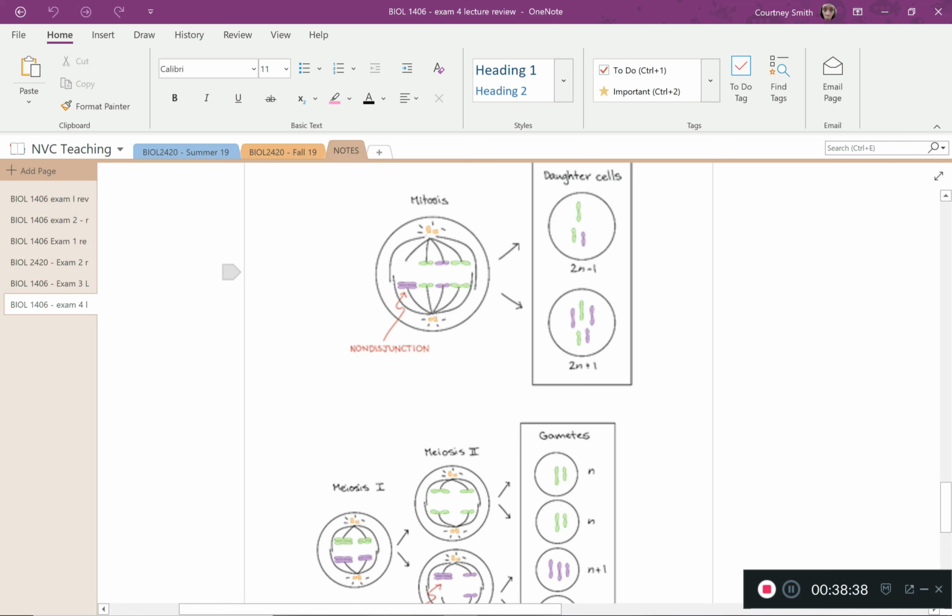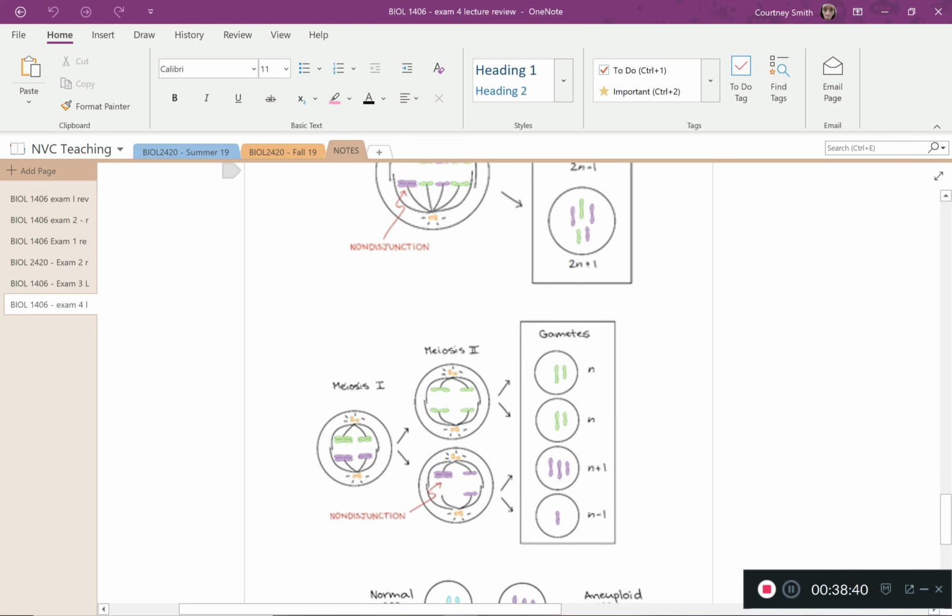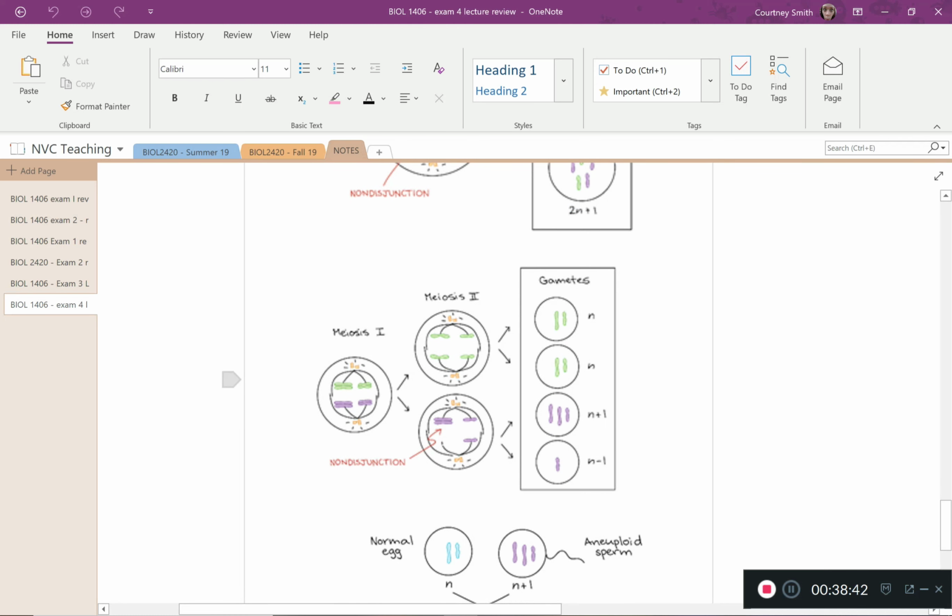So this is where it's in mitosis, whereas in meiosis, the non-disjunction happens in meiosis 1, I'm sorry, meiosis 2. This is where too many chromosomes get pulled to the other side, and that results in the wrong number of chromosomes, the wrong amount of genetic material, in the gametes.